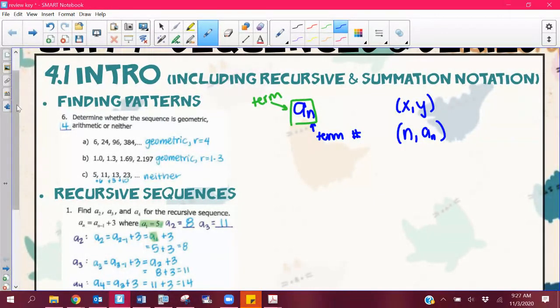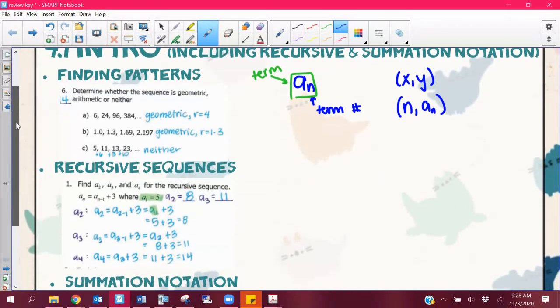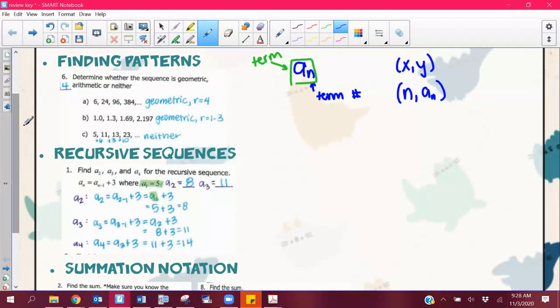Okay, so finding patterns. We did a lot of these finding patterns in the beginning, but then we were given some formulas and some names for those patterns. So the first thing that you might see is asking what kind of a pattern or what kind of a sequence are you looking at? Is it geometric, arithmetic, or neither? Remember, geometric sequences and series multiply every time. They have an R value, a common multiplier.